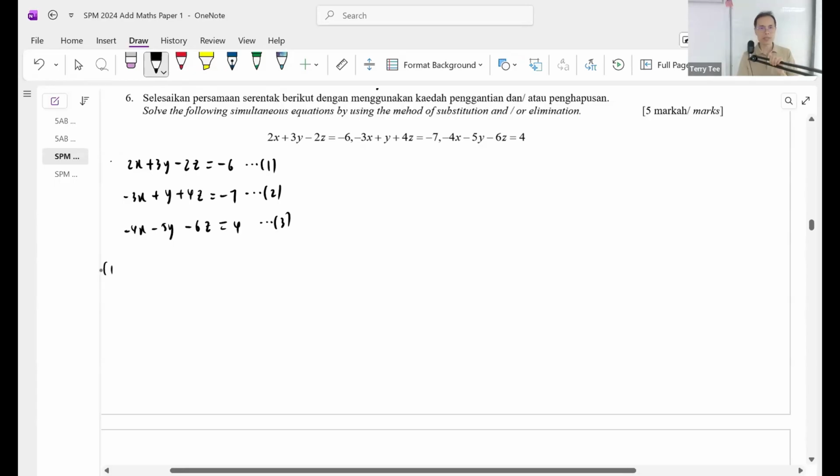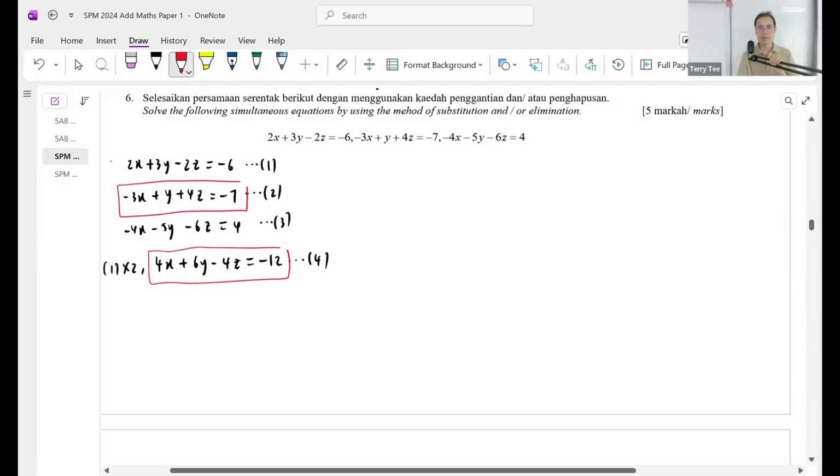So let me begin by taking equation 1 times 2. 2x times 2 is 4x. 3y times 2 is 6y. 2z times 2 is 4z. Negative 6 times 2, negative 12. Call this equation 4.